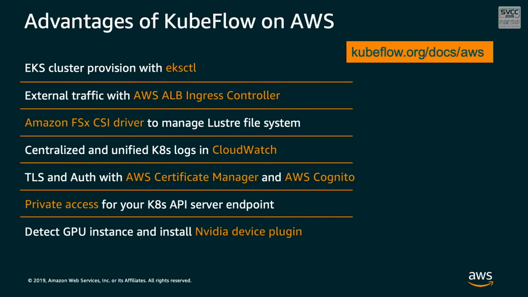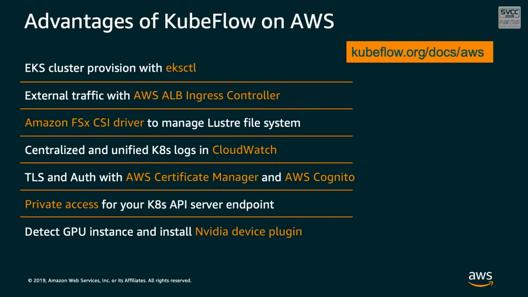Here are some of the advantages of running Kubeflow, and we have talked about most of these. It comes with a pre-installed NVIDIA device plugin. These are standard EKS benefits. You can have your Kubernetes API server endpoint completely hidden, so you don't have to expose it to the internet. We give you the CSI driver and logs in CloudWatch. You may want to do authentication for your Kubeflow endpoints, so we provide integration with AWS Cognito for that.